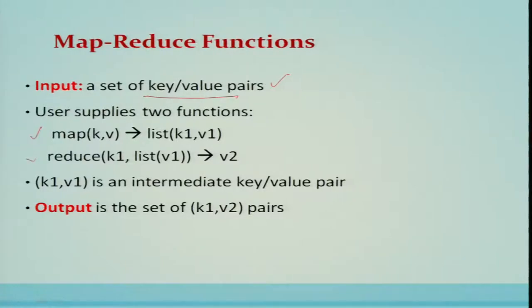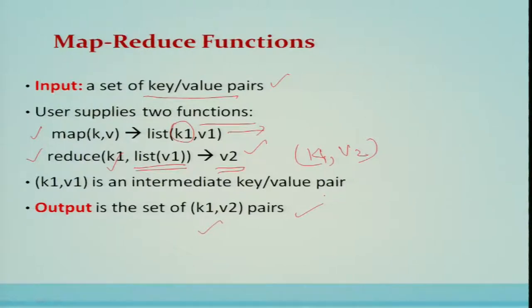So the user has to supply two different functions, map and reduce, based on the application which they have in mind. The mapper, based on the input set of key value pairs, will form a list of key value pairs and group all the values according to a particular key, and that will be given to the reducer. The reducer will take the key and all grouped values as input, and it will generate an output which will be a key value pair again, the values based on a particular key.